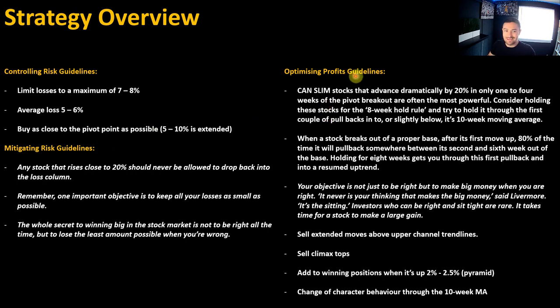Optimizing profit guidelines. So CANSLIM stocks that can advance dramatically by 20% in only 1 to 4 weeks of the pivot breakout are often the most powerful. Consider holding these stocks for the 8-week hold rule. Don't worry, you're going to be learning all about the 8-week hold rule. And try to hold it through the first couple of pullbacks into or slightly below its 10-week moving average. That's the 50-day moving average on the daily chart.